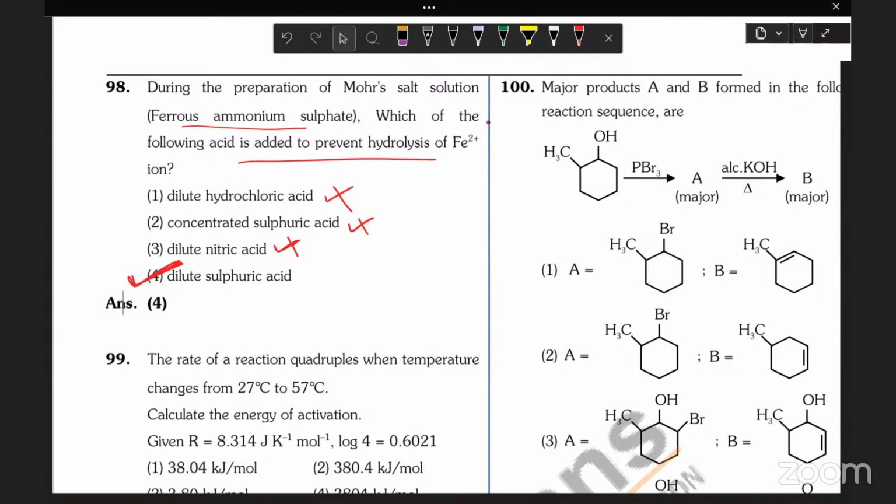So this is what is used to prevent the hydrolysis of Fe2+ ion. All right. If you have not done the experiments, this might be a question that you would not love to see in the exam, right?